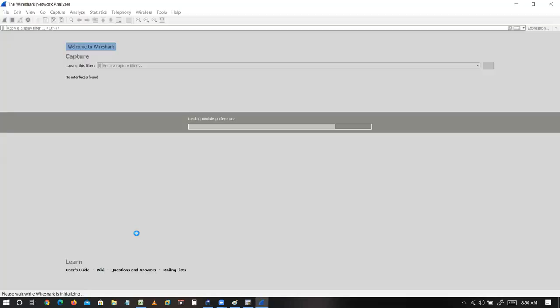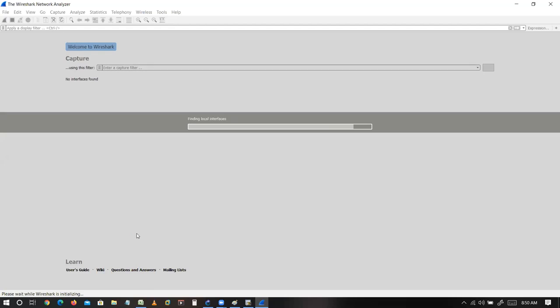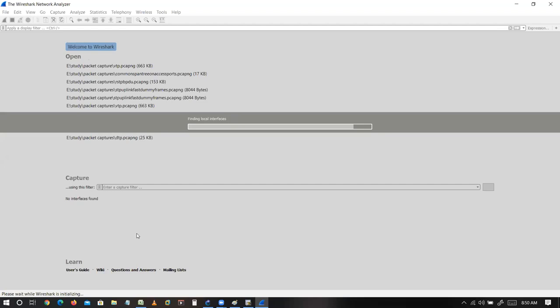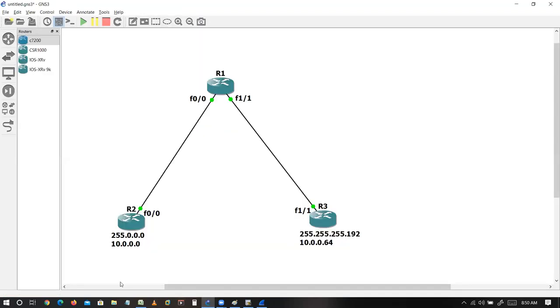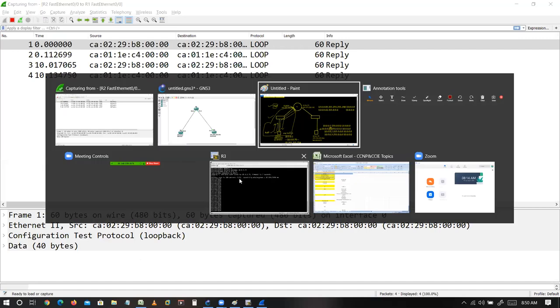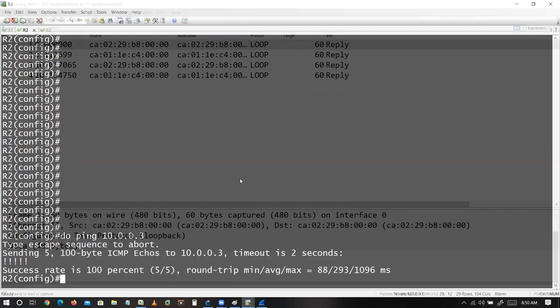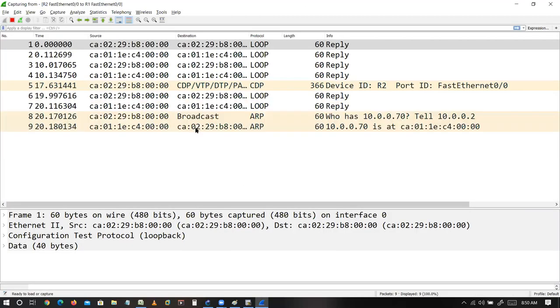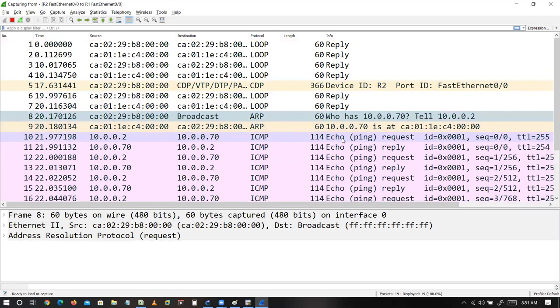This PC will send the packet out to the default gateway or to the same address. As we have done, it should send the packet out to 10.0.0.70 directly. It will actively ask what is the MAC address of 10.0.0.70. So let's go to R2 and just ping 10.0.0.70 and then press enter. So look here, this device is sending an ARP request to which address? 10.0.0.70, right?